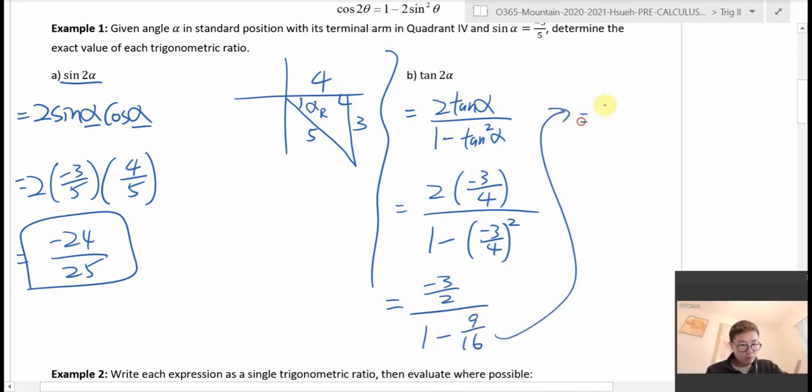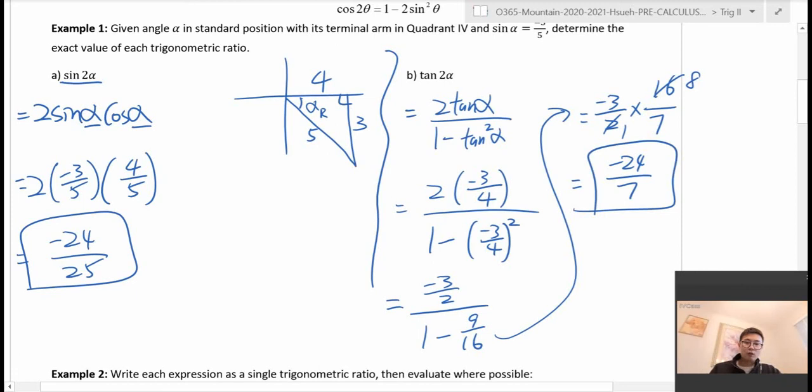Now I just need to do some simplification. This is division, which means multiply by the reciprocal. I know 1 is equivalent to 16/16, so 16 minus 9 is 7. So it's going to be multiplying by 16/7 instead. And if you just reduce this a little bit, divide by 2, that gives you -24/7. And that is your final answer.